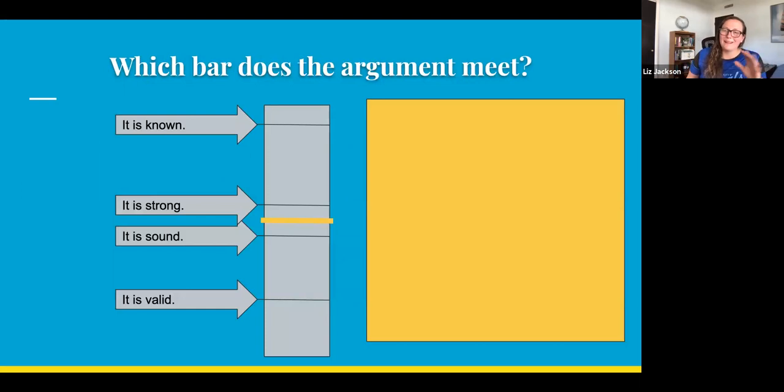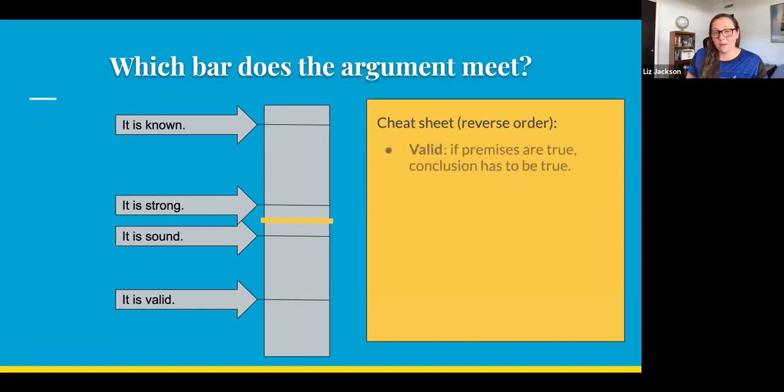So here's another way to sum up what we've talked about and think about this picture. This bar represents different levels of goodness that an argument can have. And then when we have an argument, we can think about, well, which bar does this argument meet? And here's a little cheat sheet in reverse order. So starting at the bottom, the argument could be valid. That means if the premises are true, the conclusion has to be true. That's our first bar that the argument would need to clear.